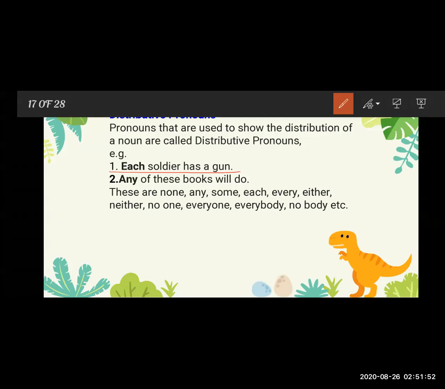Now see the next example: any of these books will do. In this also there are so many books, and any of these books will do. So here also they are telling the distribution of the books. So this is the distributive pronoun.